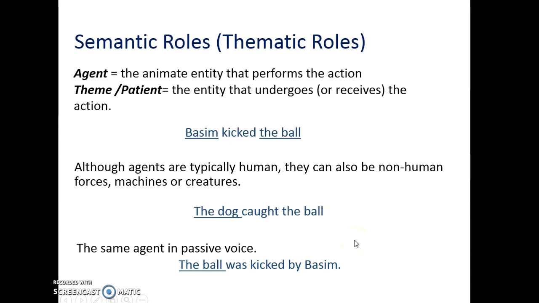And the same agent could be seen in passive voice. So the ball was kicked by Basim. Basim here is not the theme. The ball was the theme because the ball does not perform the action, the ball undergoes the action. So the ball here is the theme and Basim is the agent.